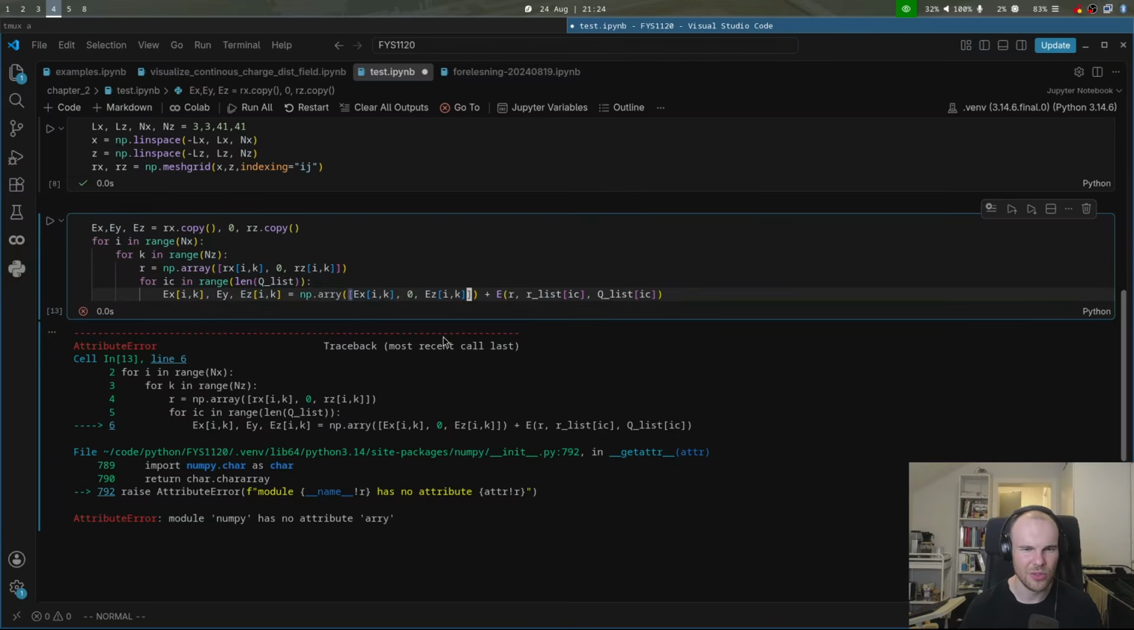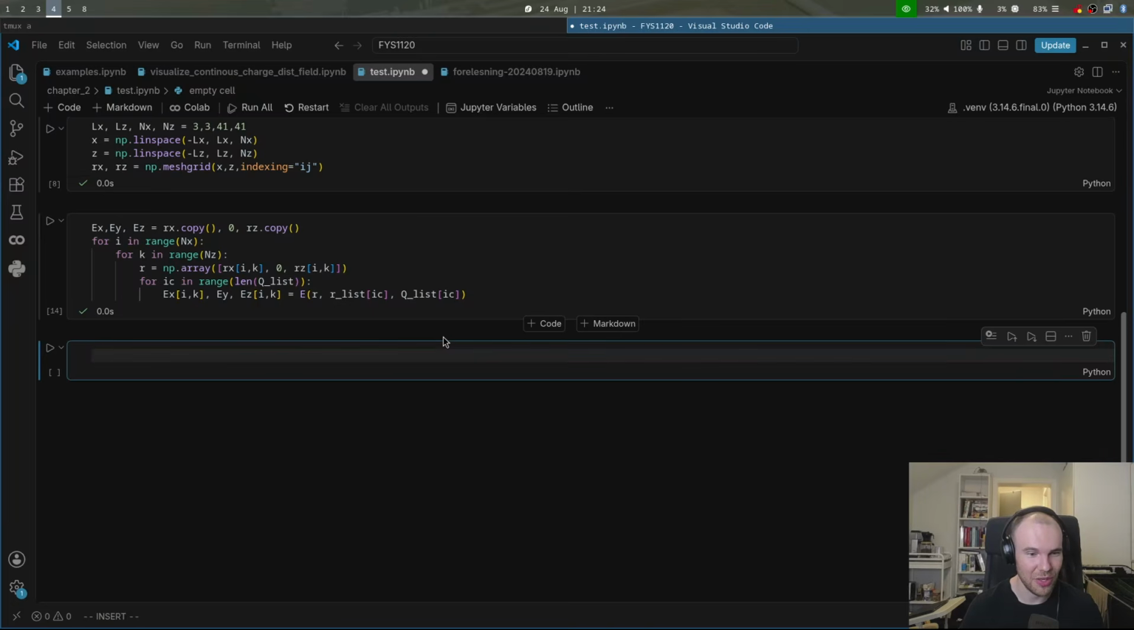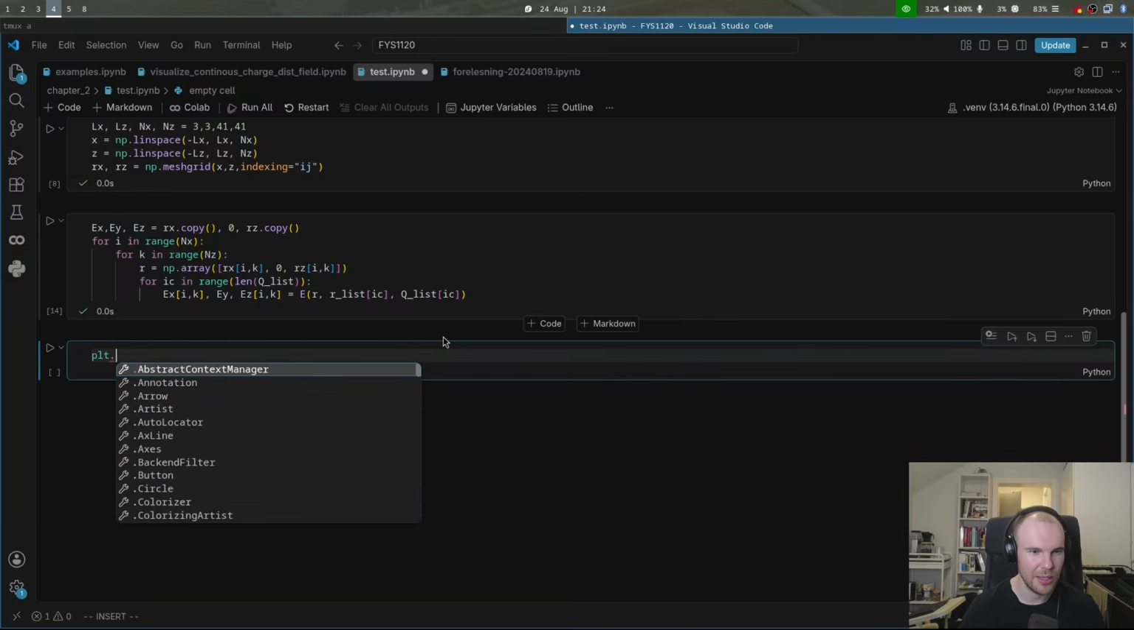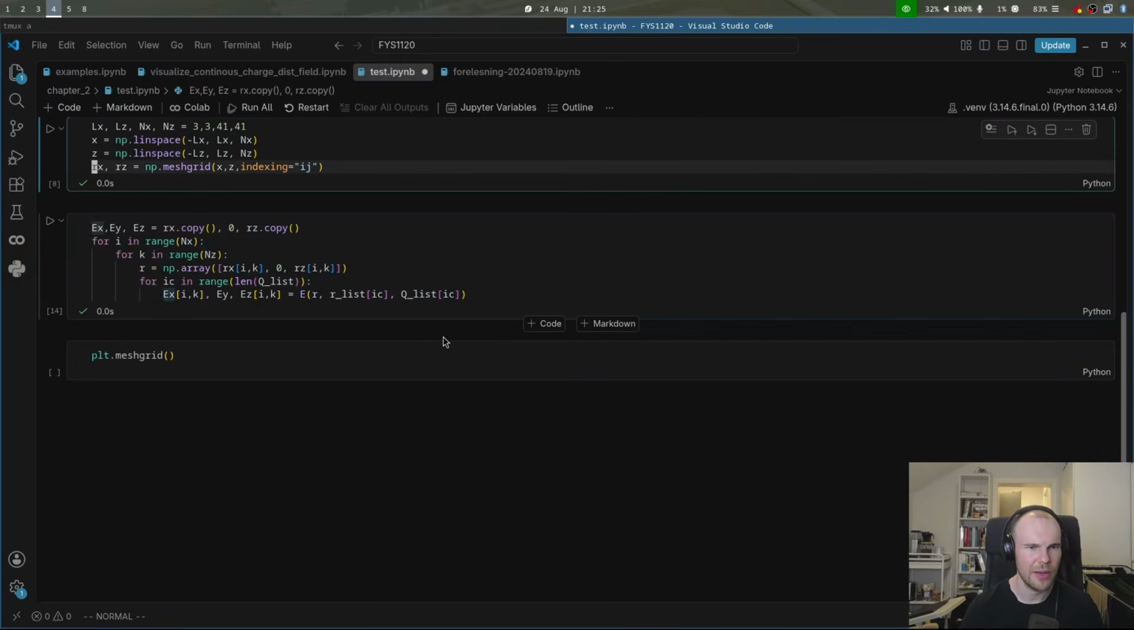Has no attribute. IK, EZ plus E. No. Okay, let's see if this then works. Was that my problem? Yeah, okay, maybe it is that. Okay, let's see if this will work. I'm curious. We have, of course, it will be mesh grid, so it's just plt.mesh, or is it np? Oh, it's not np, it has to be plt.meshgrid.